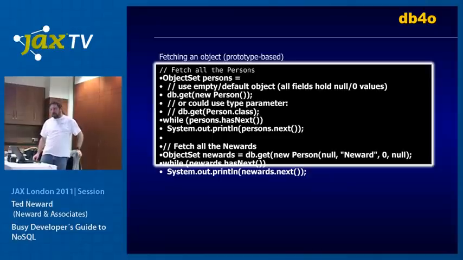The problem with the prototypical approach is, A, you have to allow for nulls in each of your fields in order to be able to use it as a prototype. This creates a particular problem for things like primitive types. You'll notice I'm passing a 0 there. What if I actually want to find people in the database whose age is 0? DB4O can't tell the difference. Okay? And so this is where you would have to write the native query and so forth.